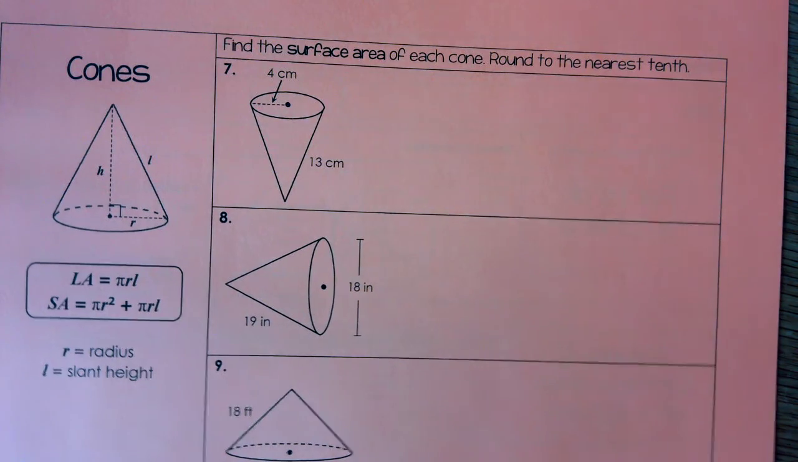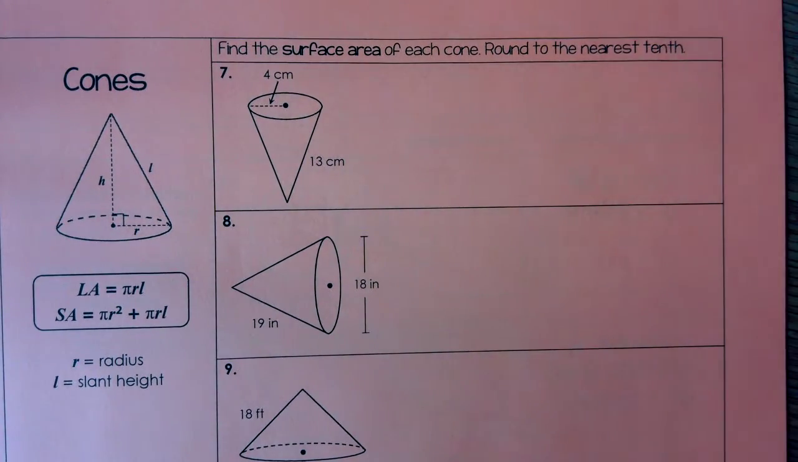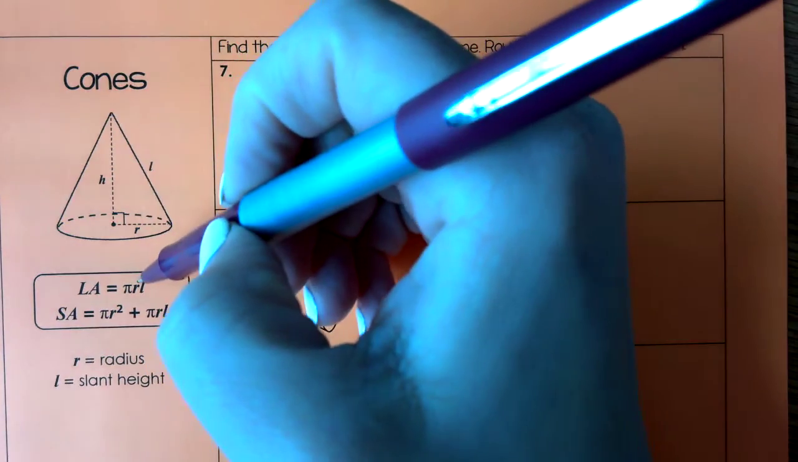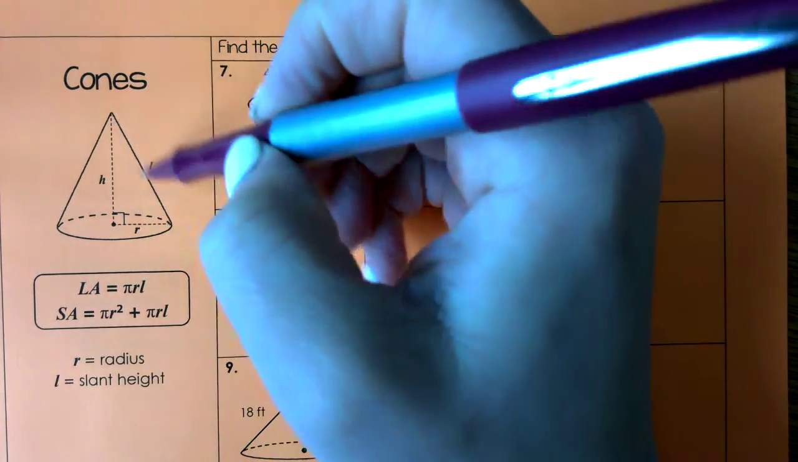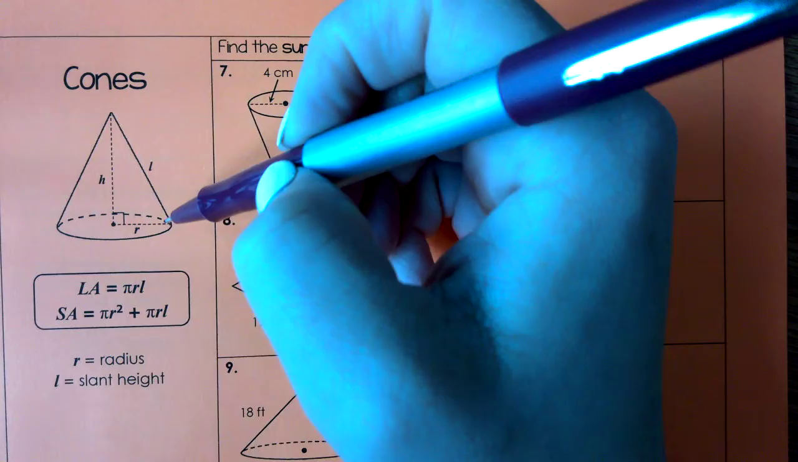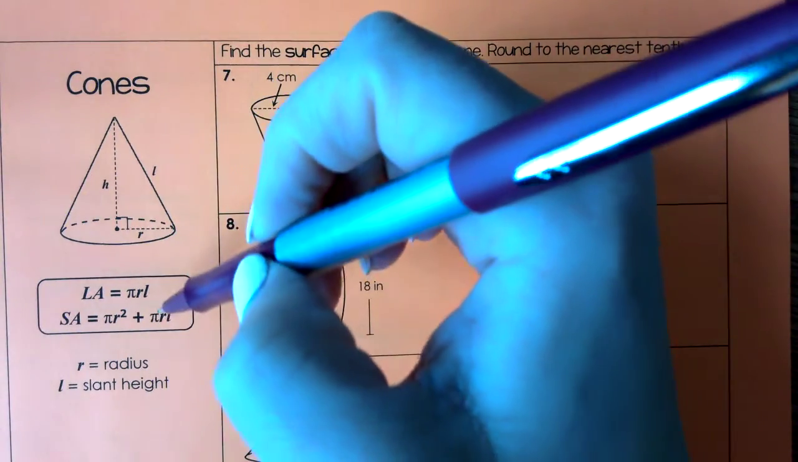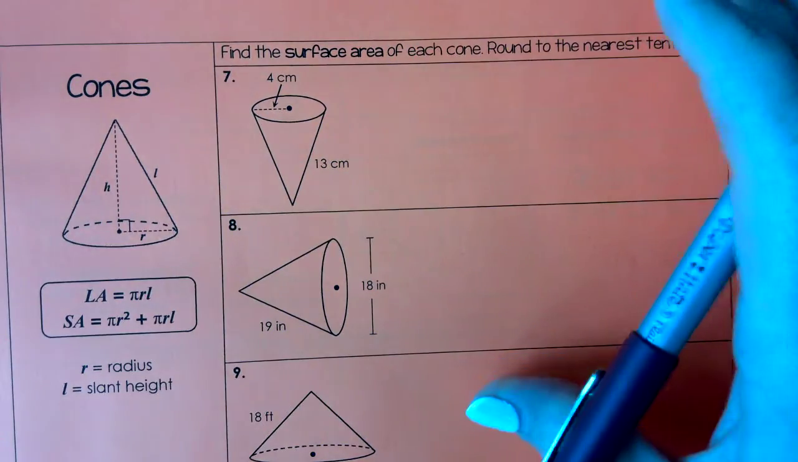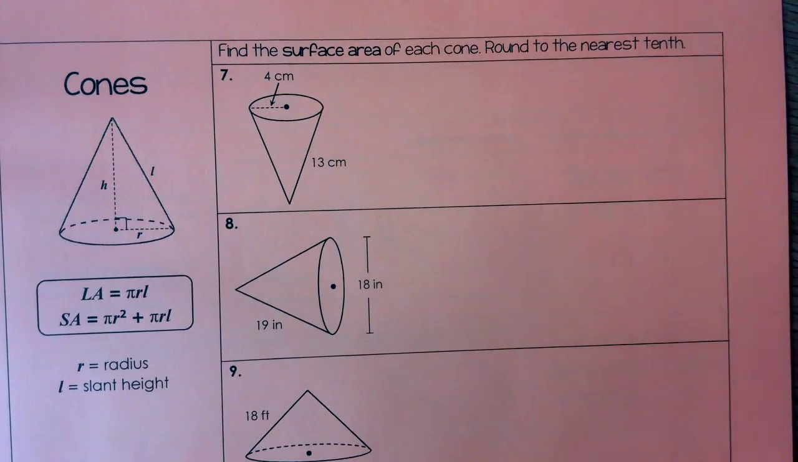Finish up our surface area with cones. So again, we still have the formula of our lateral area. We're going to take pi times our radius times our slant height. And then we're going to plug that into our surface area formula and then multiply that with our base area.